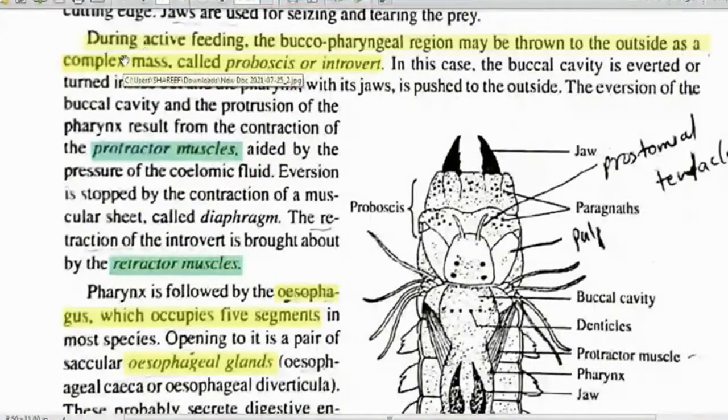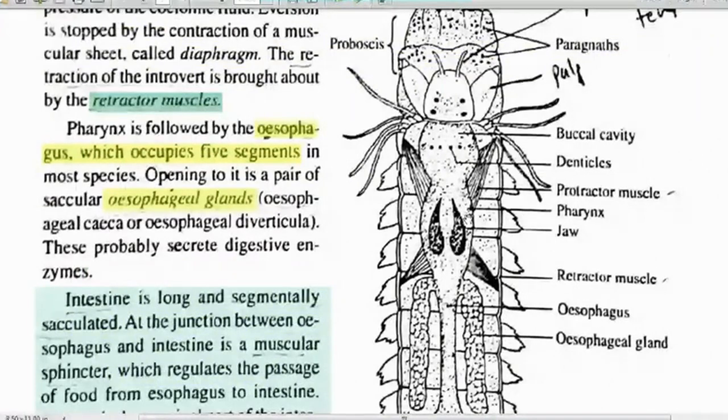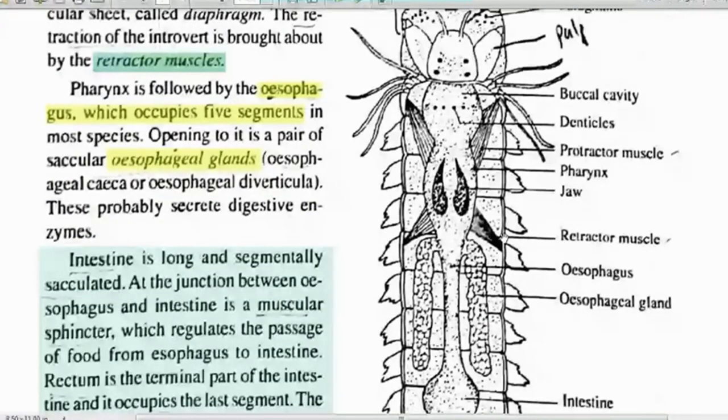That is what is said here. During active feeding, the buccopharyngeal region may be thrown to the outside as a complex mass called the proboscis or introvert. In this case, the buccal cavity is everted, or turned inside out, and the pharynx with its jaws is pushed to the outside. The eversion of the buccal cavity and protrusion of the pharynx result from contraction of the protractor muscles. Attached to the buccopharyngeal region there are certain muscles. You can see them in this picture. Anteriorly there are protractor muscles, and posteriorly there are retractor muscles.